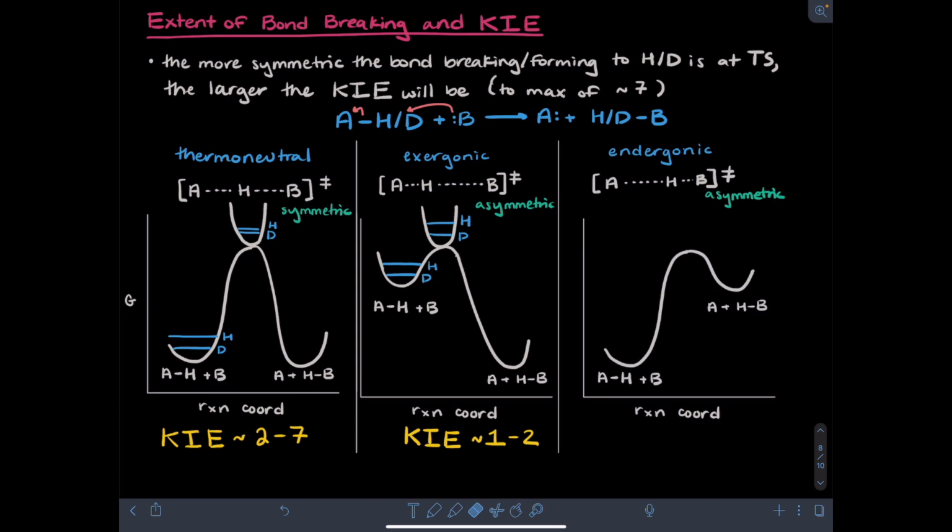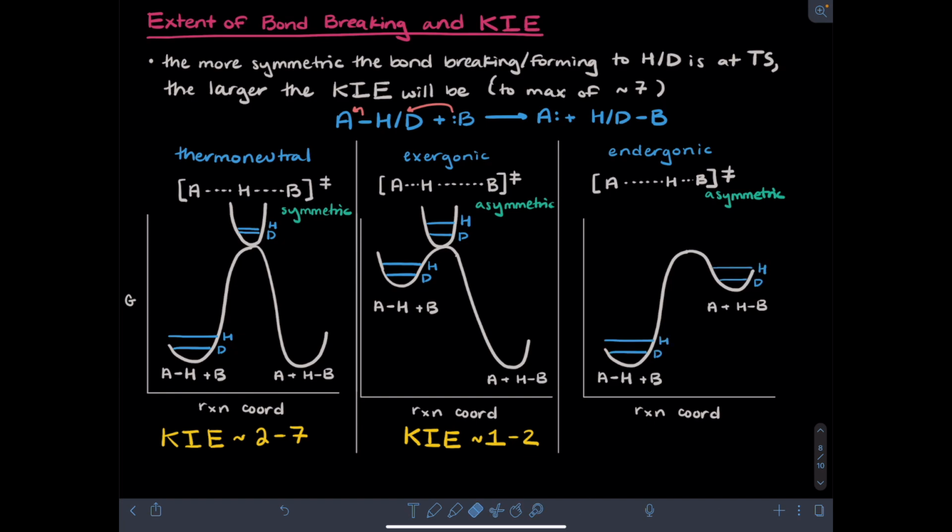The last scenario worth considering is if we have an endergonic reaction step, where the product or intermediate is higher in energy than the reactant. In this case, the transition state will more resemble the intermediate or product compared to the reactant. I would show this by making my bond from A to hydrogen or deuterium long, and the HB bond has nearly formed, meaning it's shorter.